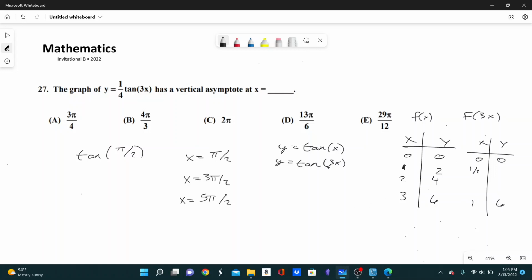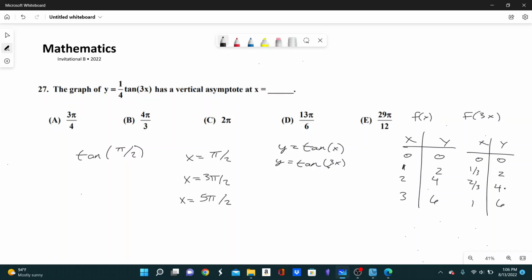And then in between, you have 1/3 and 2/3. So if you did 3 times 1/3, that would give you 1. And f of 1, you know, is 2. And then f of 2/3, 2/3 times 3, that's 2. And you know that f of 2 is 4. So as you can see, by putting in that coefficient inside of the function, inside of the tangent, it squishes it. That's a very technical term, by the way. It squishes it by that factor.